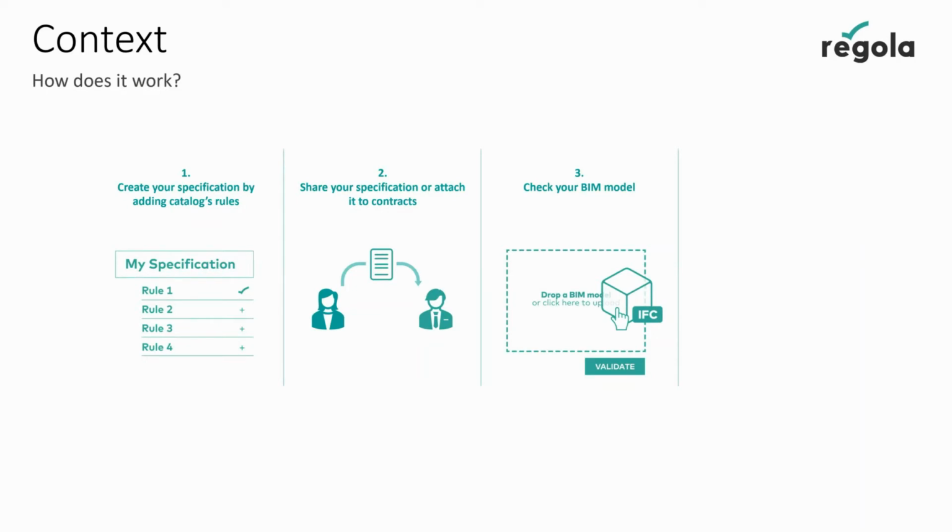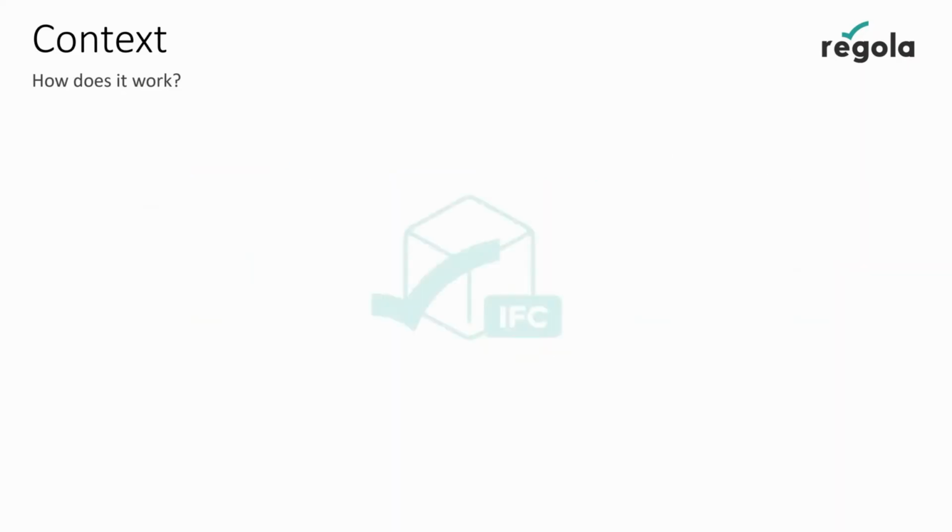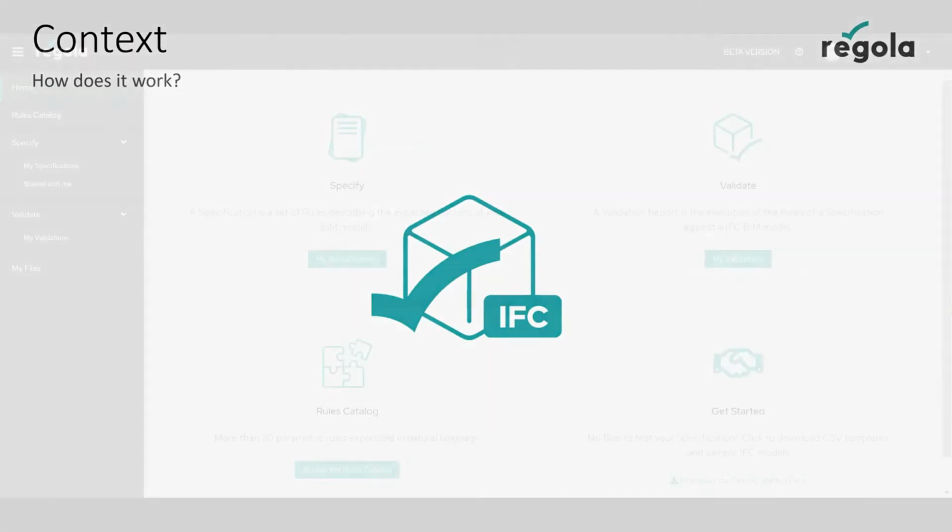The result is a report that clearly states and identifies the level of compliance of the BIM model, the rules that are not satisfied, and the elements of the model that need to be adjusted. With Regola, you get useful BIM models in a short amount of time. Now, let's look at the platform itself.